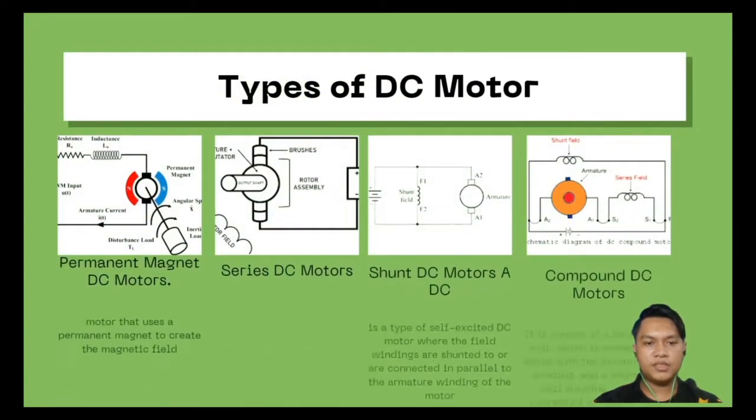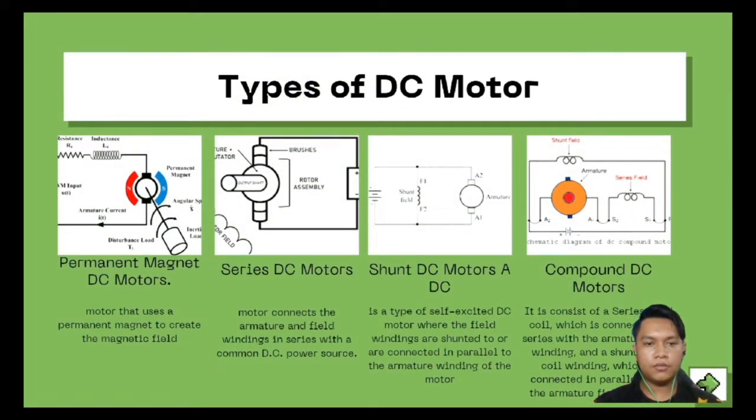Next, we've got the types of DC motor. First, the permanent magnet DC motor. A permanent magnet DC motor, or we call it a PMDC, is a type of DC motor that uses a permanent magnet to create the magnetic field that is required for the operation of the DC motor.